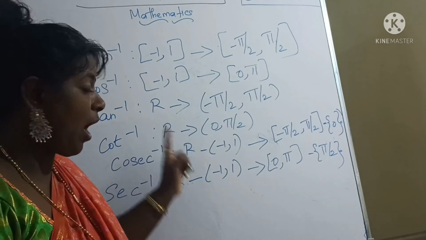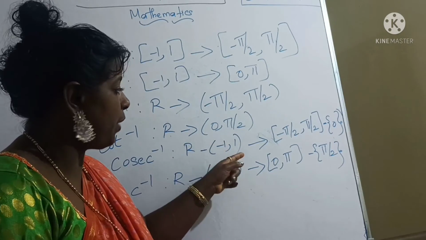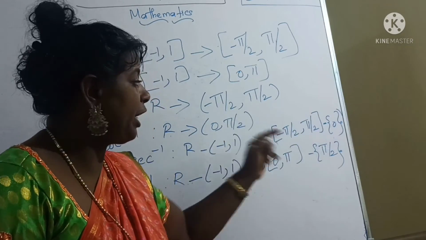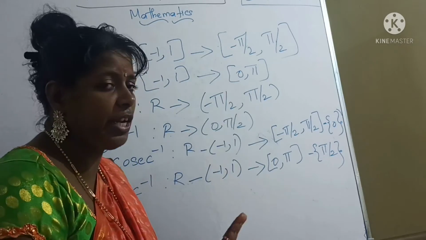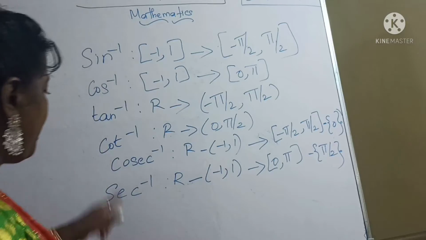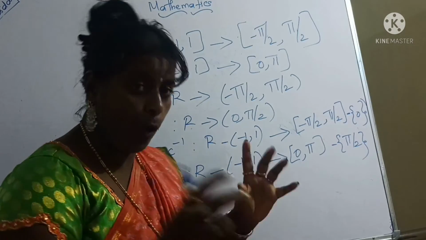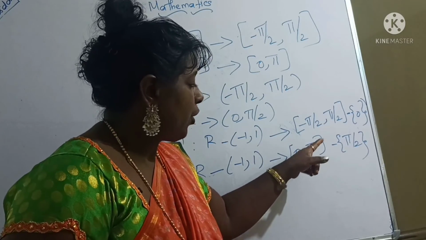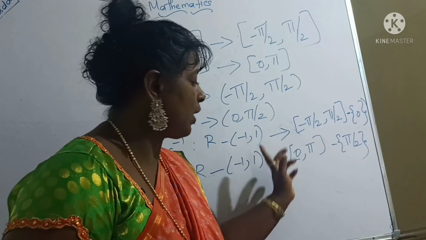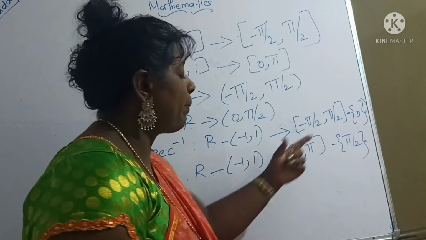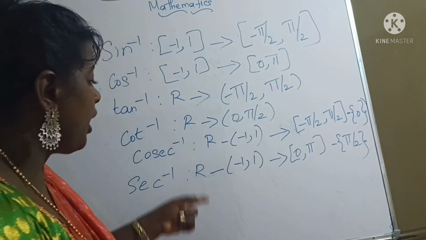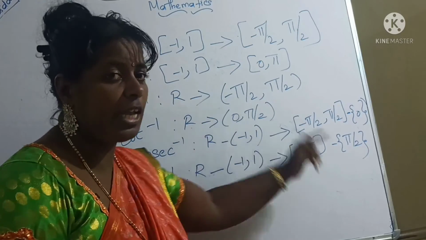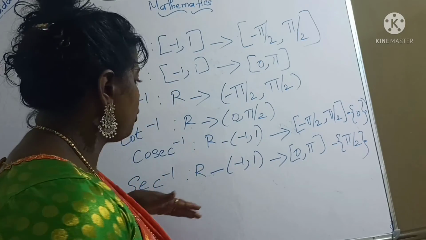Okay. Next, cot inverse is from R to the open interval 0 to pi. Cosec inverse is from R minus the open interval minus 1 to 1 to the closed interval minus pi by 2 to pi by 2 minus singleton 0. We need to subtract singleton 0 from that closed interval minus pi by 2 to pi by 2. Next, sec inverse is from R minus the open interval minus 1 to 1 to the closed interval 0 to pi. You have to subtract pi by 2 from this closed interval. Why? Because sec pi by 2 is not defined. Here if you are not subtracting the open interval minus 1 to 1 from R, this will be undefined. So we have to write like this.